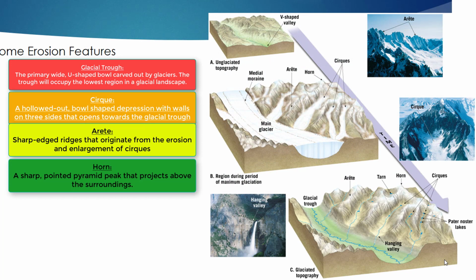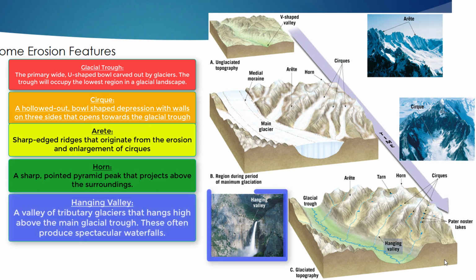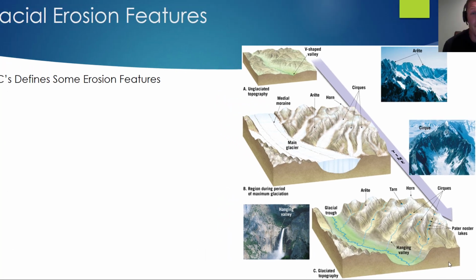And then the last feature I'd like to overview regarding glacial erosion is the hanging valley. Hanging valleys will typically occur at the very end of cirques, where the cirque opens to the glacial trough. And because the cirque is typically elevated high above the glacial trough, hanging valleys are notorious for producing some awesome waterfalls. And you can see one of those waterfalls in the image shown on this slide.